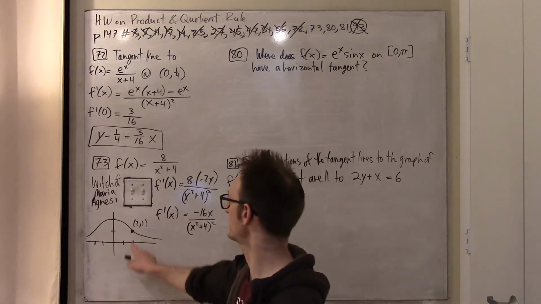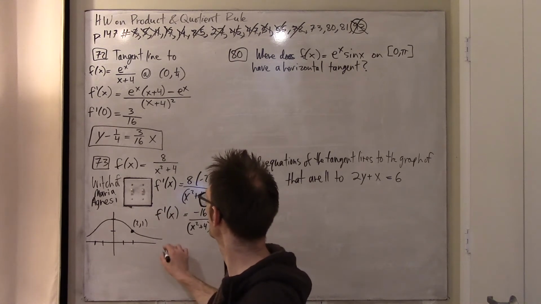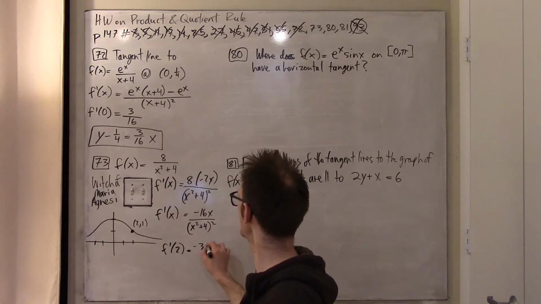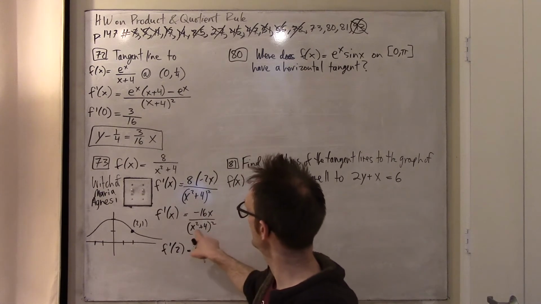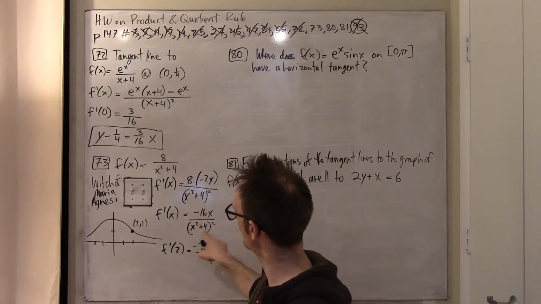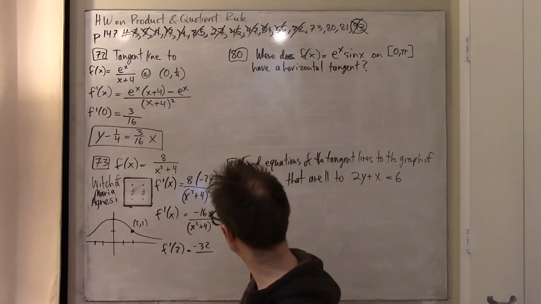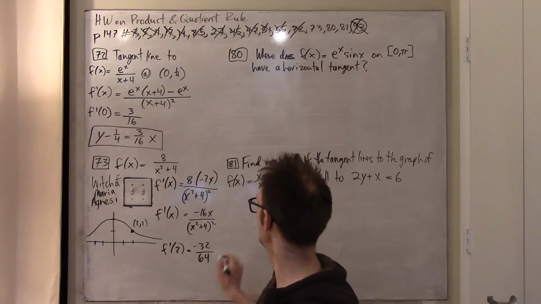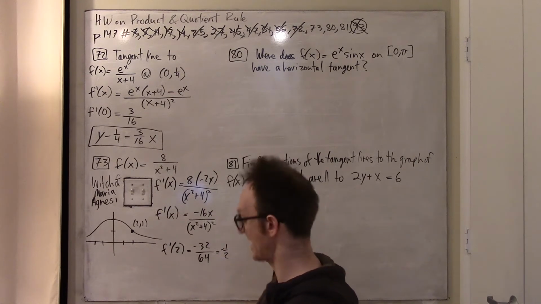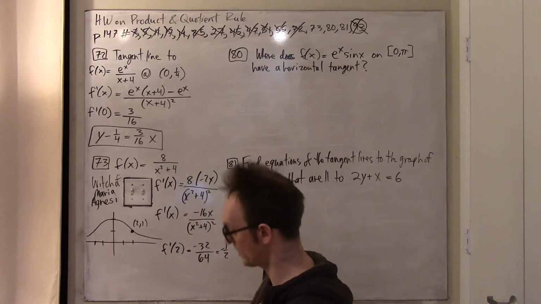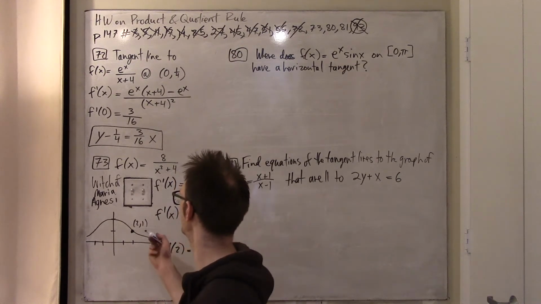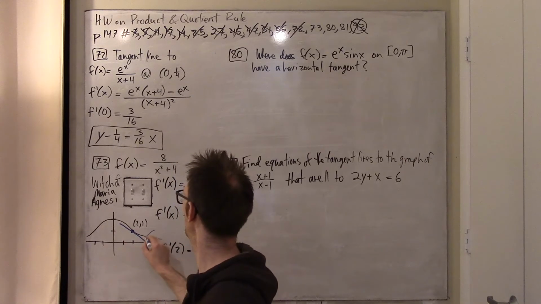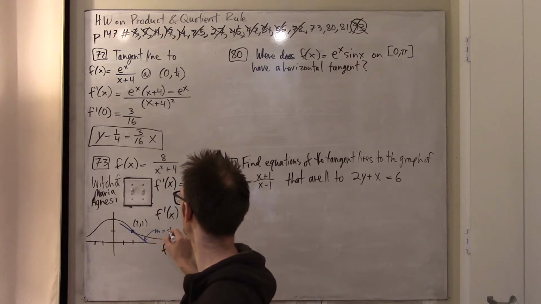I want to plug in 2. So let's do that. If you plug in 2, what do you get? Well, on the top you're going to get negative 32, and on the bottom you will get 2 squared is 4, 4 plus 4 is 8, squared is 64. And so it seems that the slope of this line is negative 1/2. That looks very reasonable based on the picture that I've drawn here, that the slope of this line would be negative 1/2.